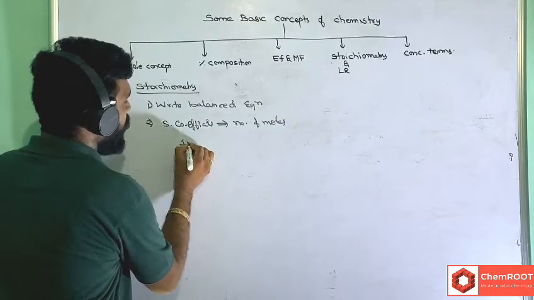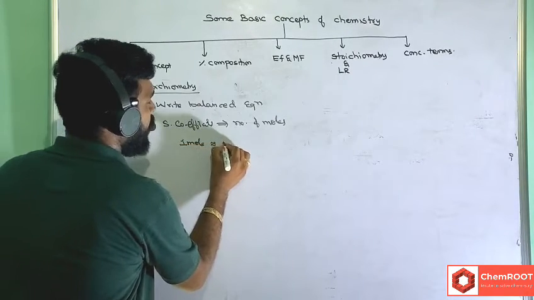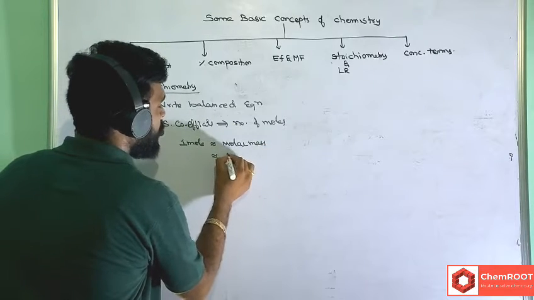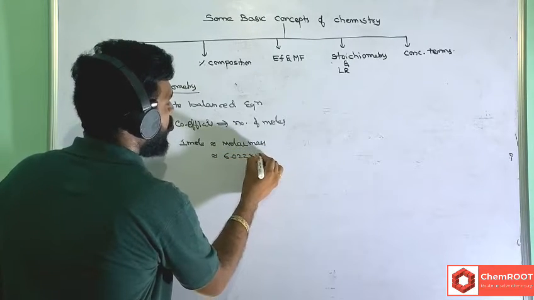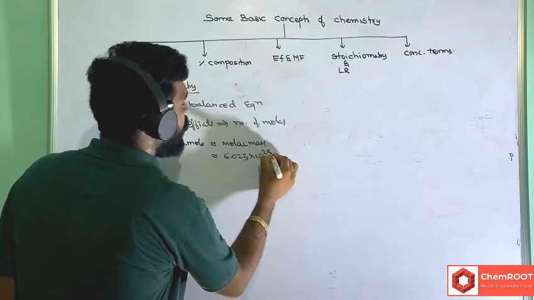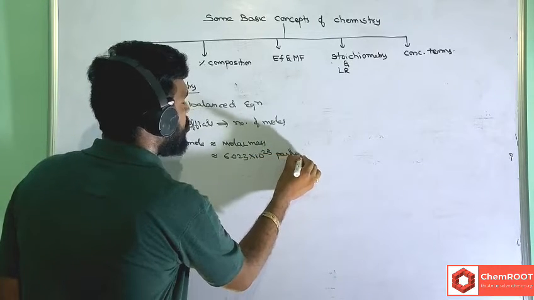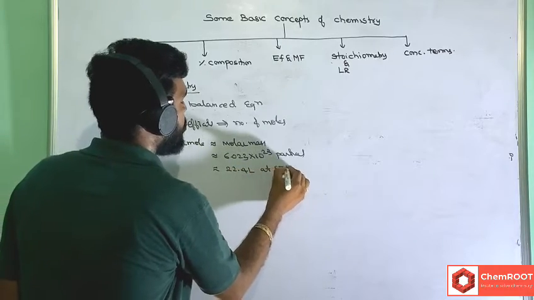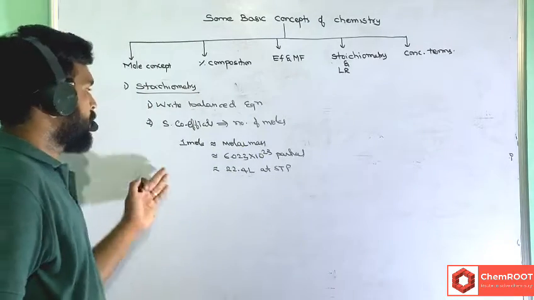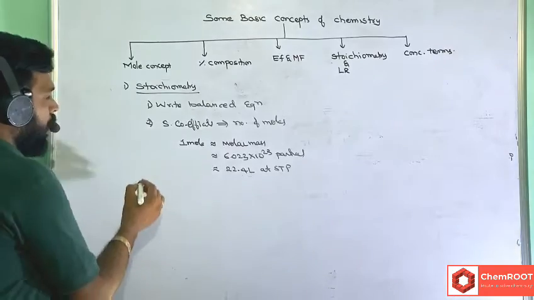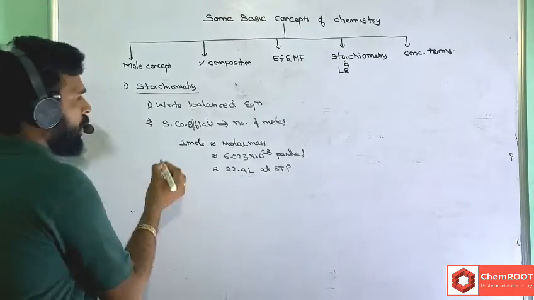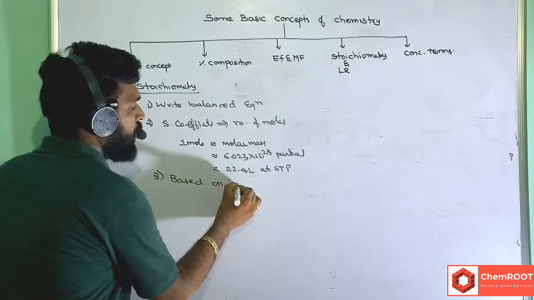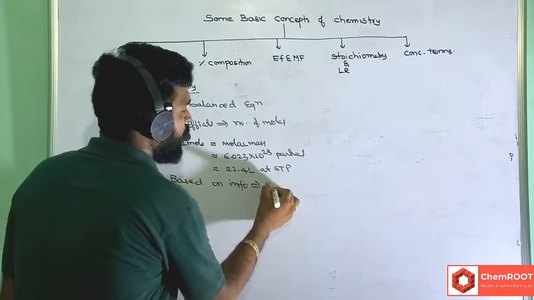We know that 1 mole is equivalent to what? It is equivalent to the molar mass, it is equivalent to 6.022 into 10 power 23 particles, or 22.4 liters at STP for gases. Okay, so we will get this information. And the next one, based on the information given, you have to solve the problem.